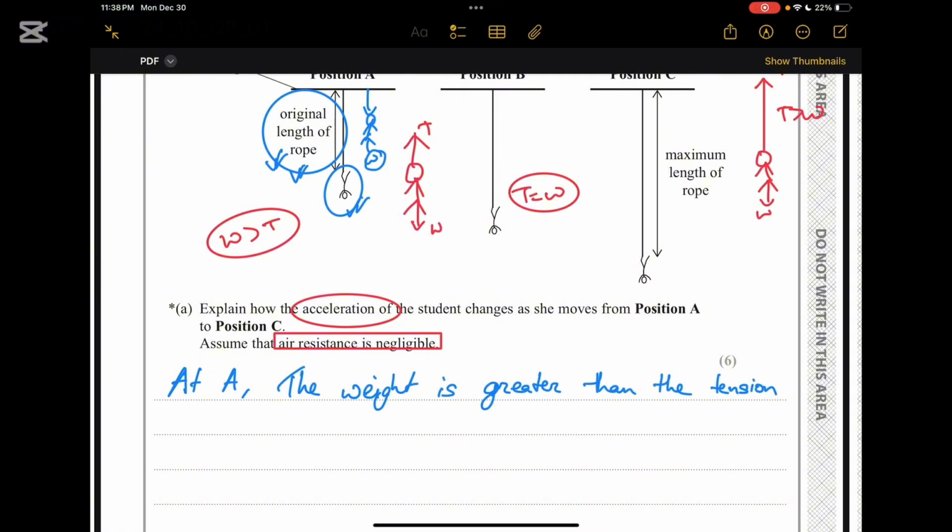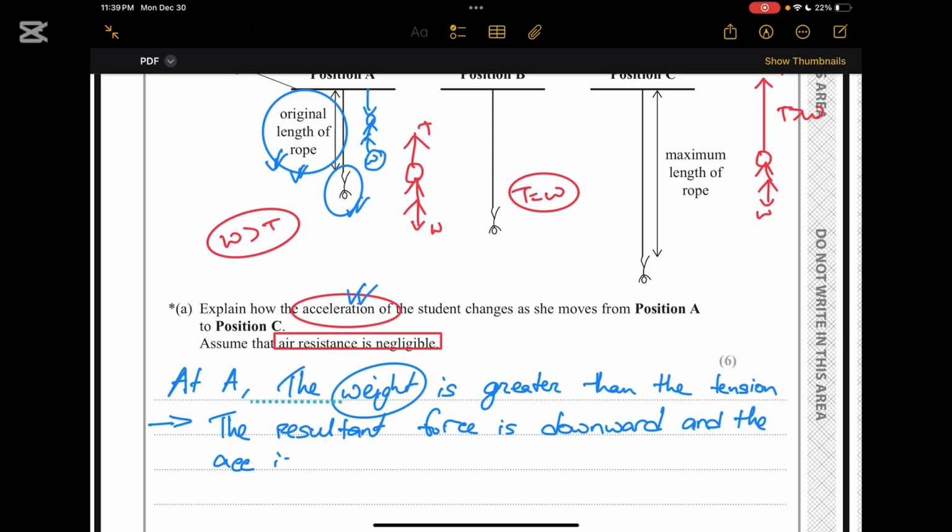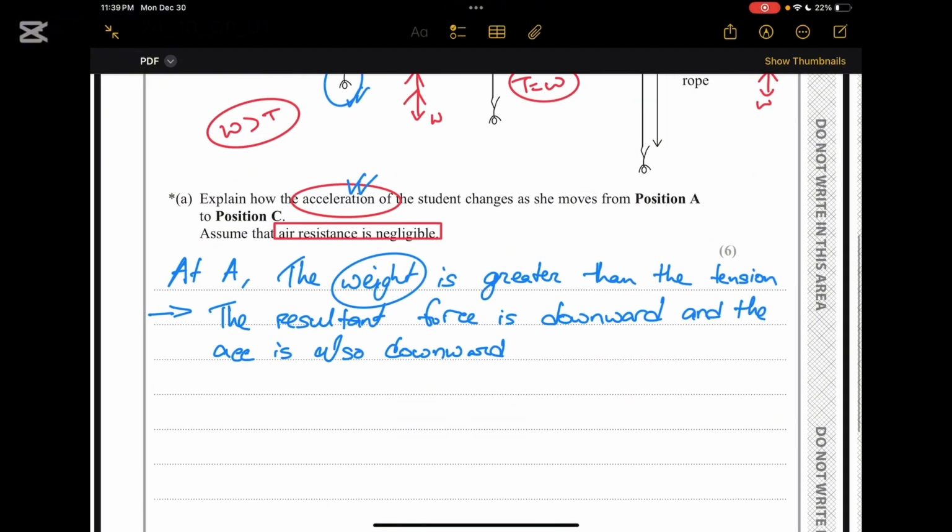So we can write the weight is greater than the tension. Our weight is a downward force, right? So if the downward force is greater, then the resultant force is always downward. So we can say that the resultant force is downward, and they have asked to mention the acceleration, and the acceleration is also downward. So we are done with our first 2 points.